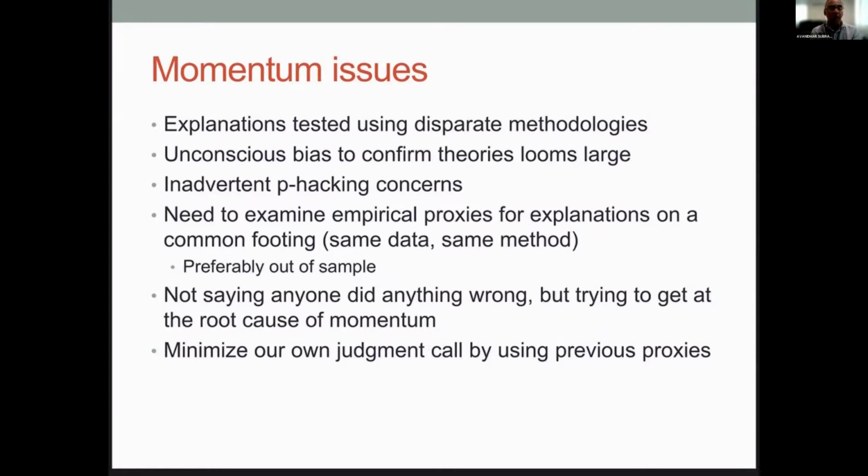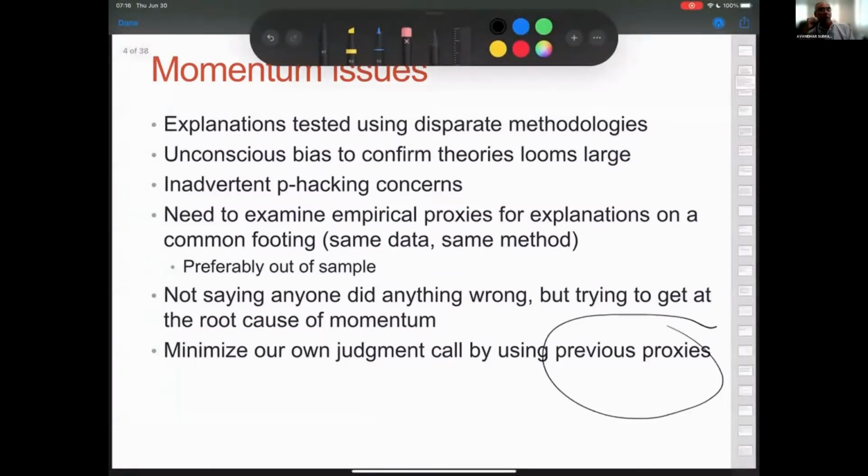Okay. One other point I wanted to make was that we want to essentially use previous proxies. So we're not going to develop our own explanation in this paper. That's not the goal of the paper. The goal of the paper is to simply test for which of the competing explanations is actually robust. So we're going to use the proxies that explain momentum that were developed in those papers. We're not going to come up with our own proxies.